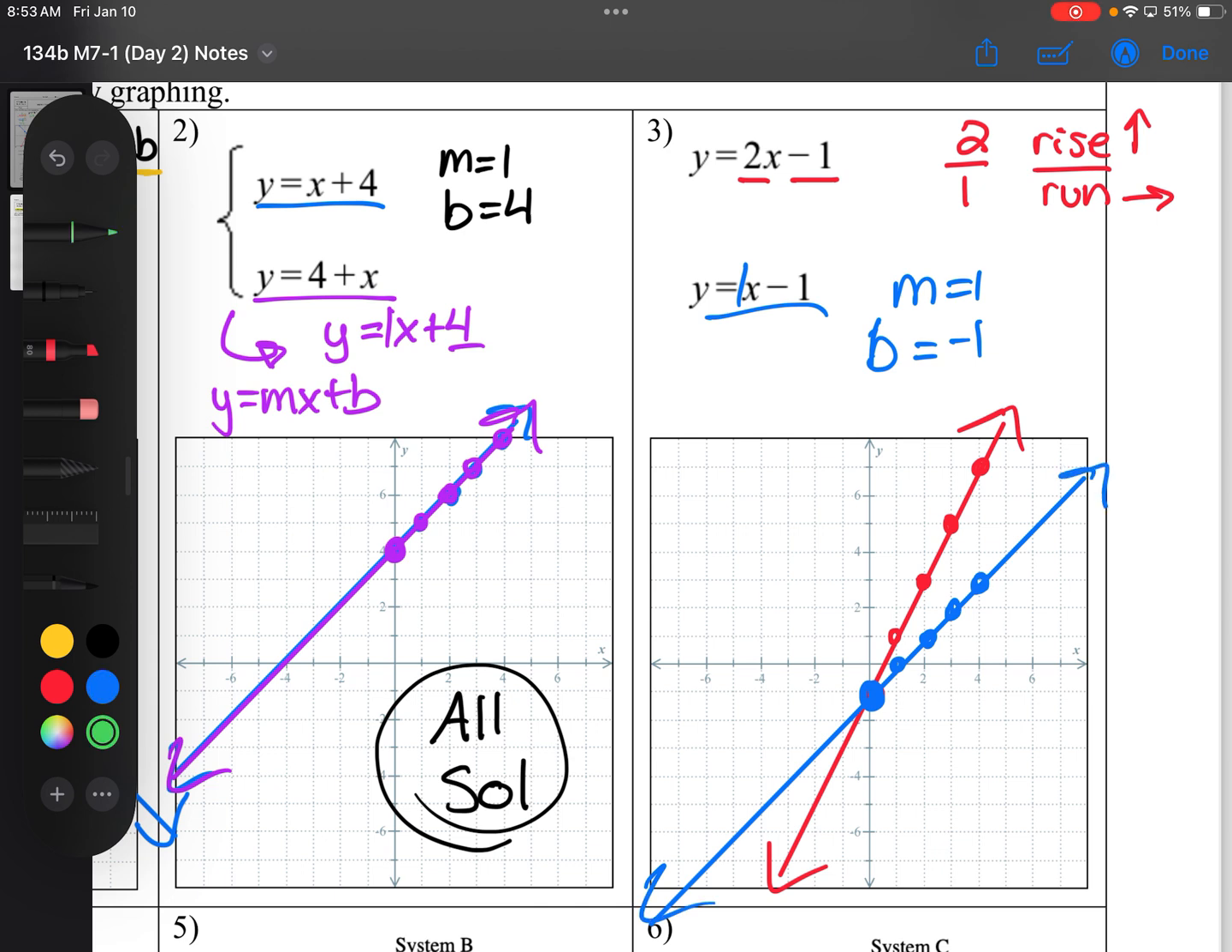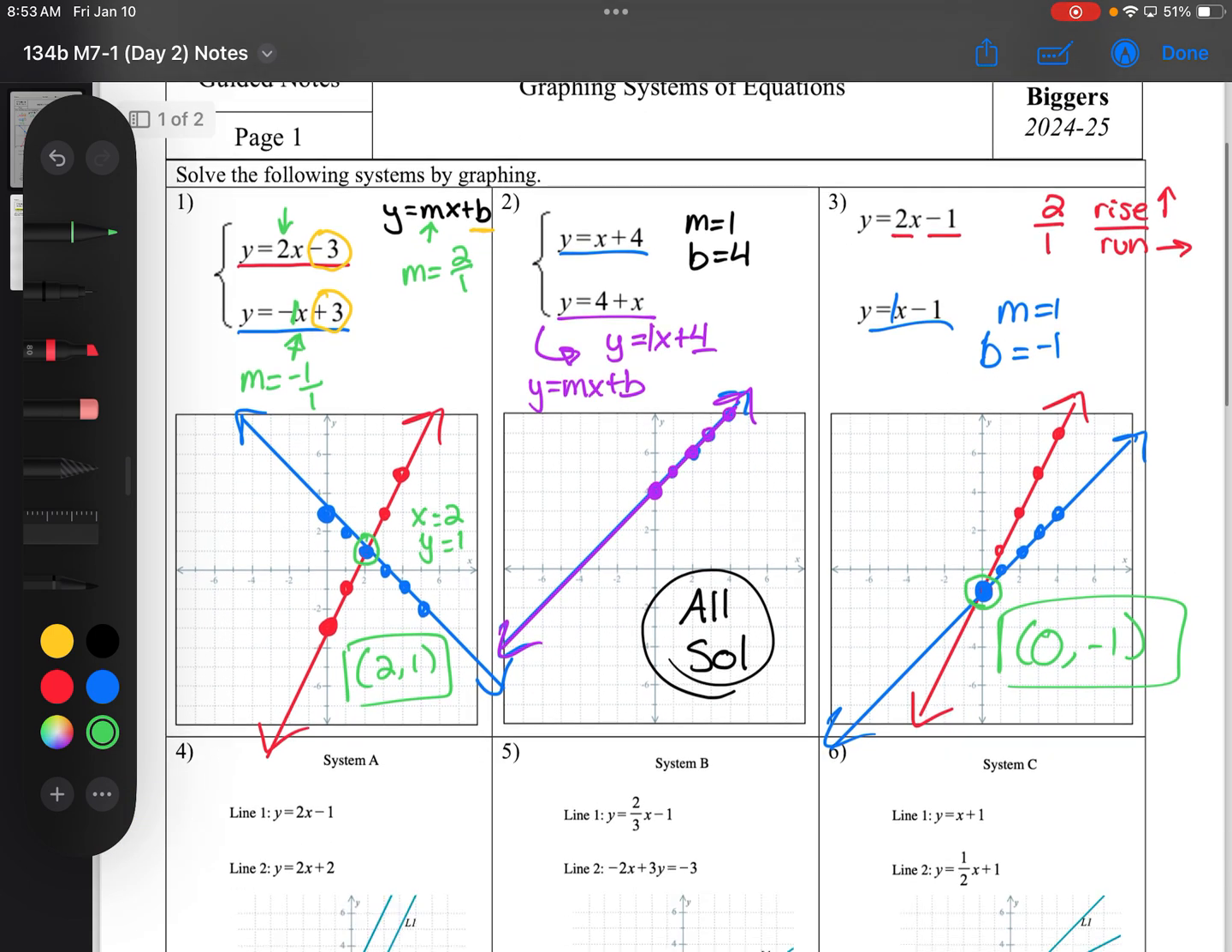So remember, the intersection of the two lines is the answer. So right here, the x-coordinate of that is right in the middle of the graph. So it's 0. And the y-coordinate, remember, we went down 1 from the middle. So it's -1. So that's your solution of that graph. So that's how you graph them and figure out the solutions.